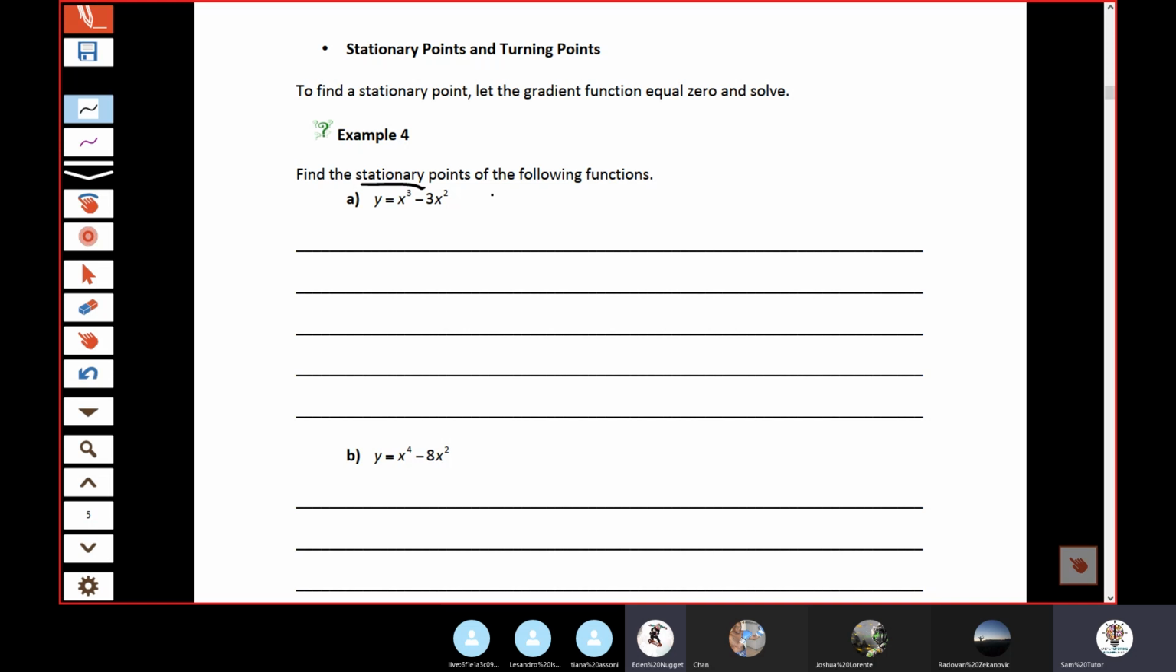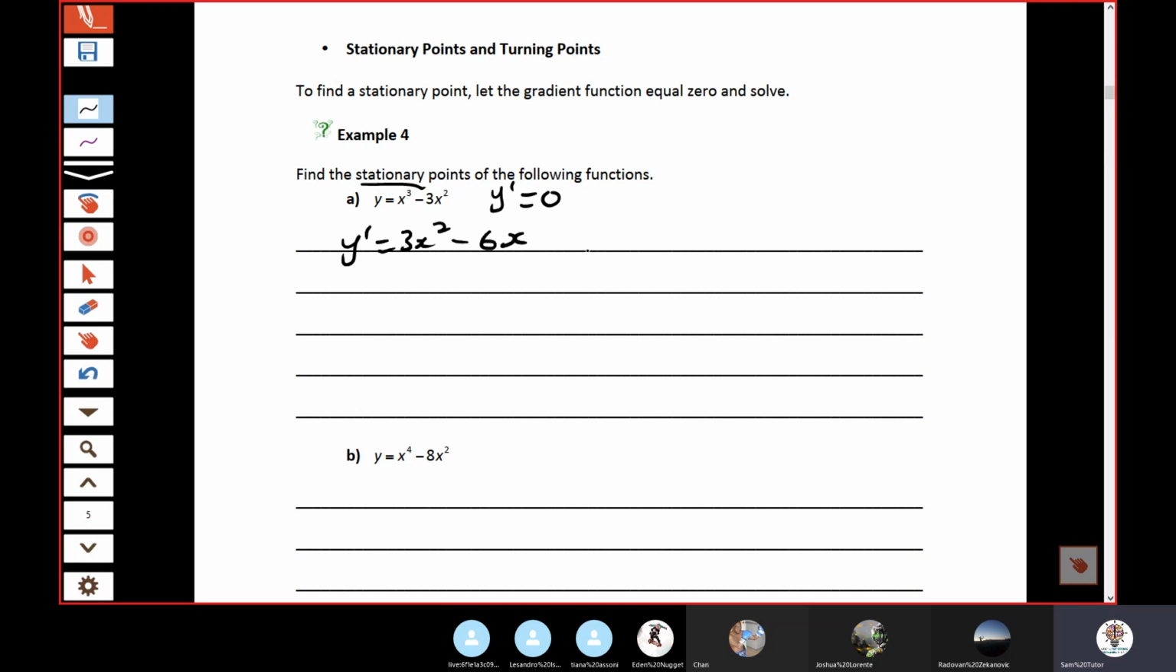Y dash equals 0. What does greater than mean? Increasing. No, you're mixing up y double dash. Okay. Stationary points? Increasing is y dash greater than 0, decreasing is y dash less than 0. Good. To find the stationary points, y dash equals 0. Let's go.